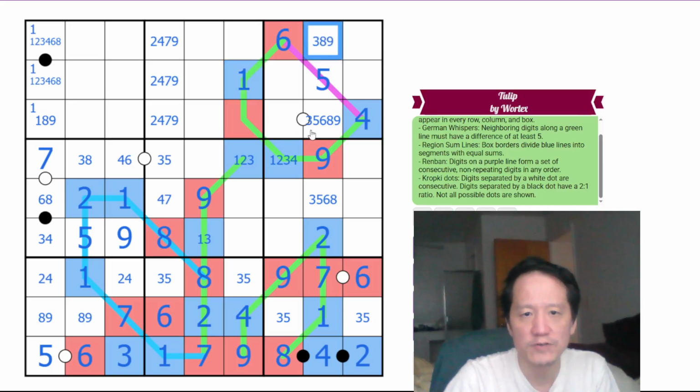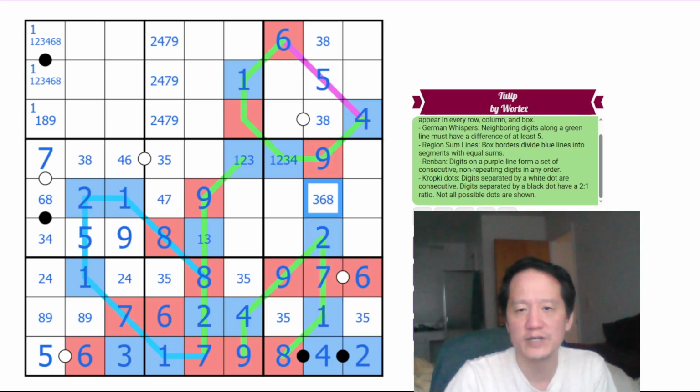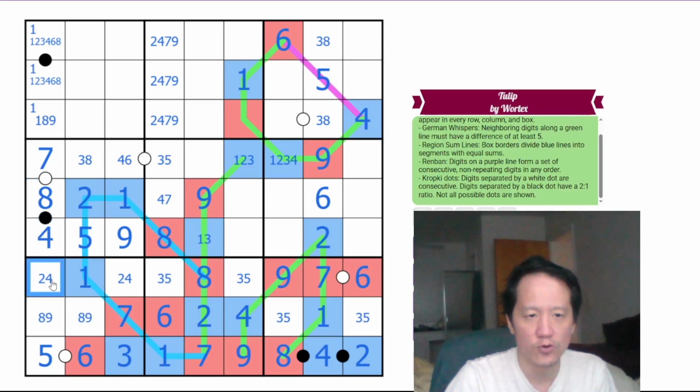This can't be 5 or 6. This can't be 5 or 6, and this can't be 5. These can't be 9 because of the 9 in the column. So we have a 3, 8, 3, 8 pair in column 8, which eliminates 3 and 8 in the rest of the column. That makes this a 6, which makes this 8, which makes that a 4. That 4 makes this a 2. This 8 makes this a 9.